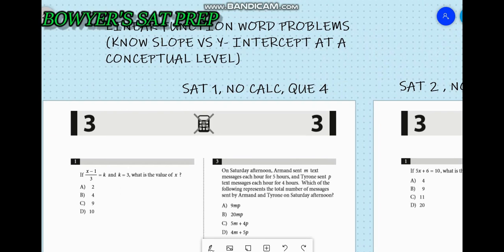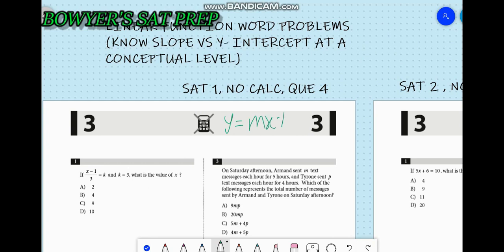So we have to know the slope versus y-intercept. The equation is always in the form y is equal to mx plus c, and you're given a word problem, right? So you have to know this form. You have to know the slope at a conceptual level.